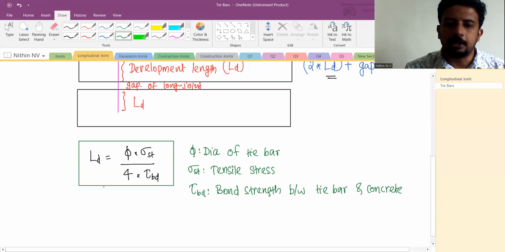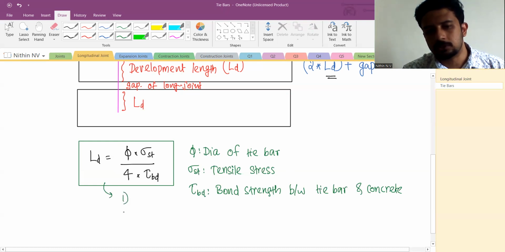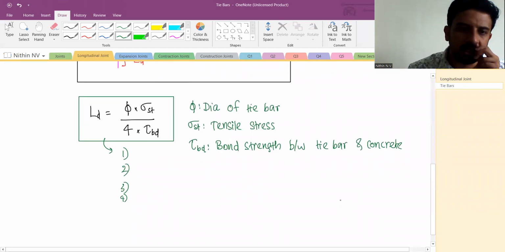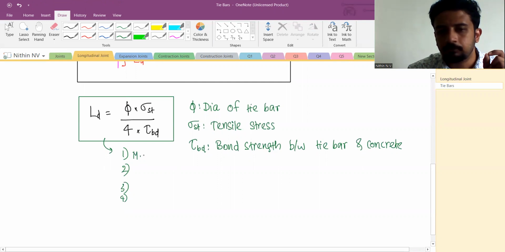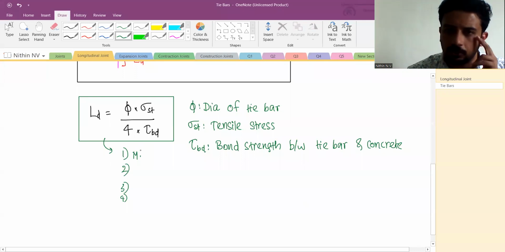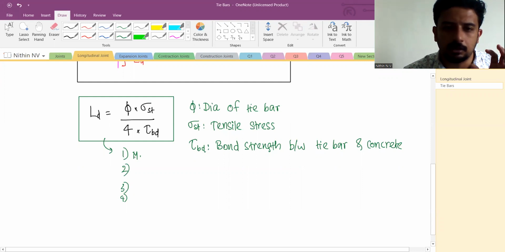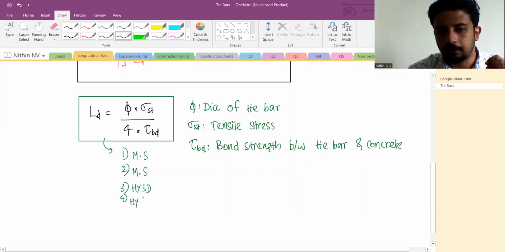Now apart from this, 3 more equations you are going to study in RCC. Actually 4 equations are there for development length. I'm not going into details, but whenever you are studying RCC, you should not get confused, so I'm just deviating from this particular topic. Let's listen here. There are 4 different equations for development length. 2 equations are for mild steel, and 2 equations are for HYSD steel bar.